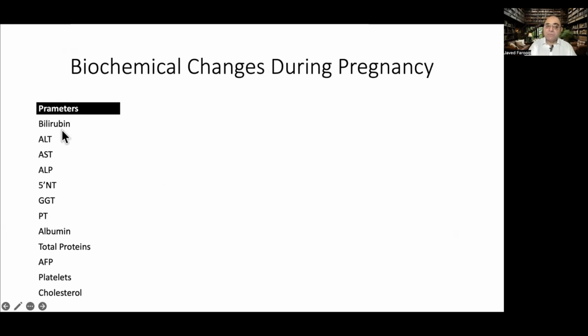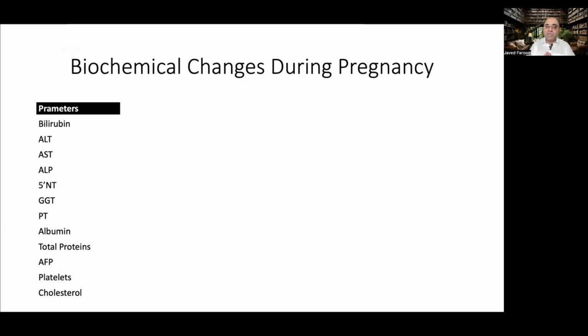When we analyze the routine parameters of liver function to understand the biochemical changes during pregnancy, these are bilirubin, ALT, AST, alkaline phosphatase, 5-NT, GGT, prothrombin time, albumin, total proteins, alpha-fetoprotein, platelets, and cholesterol. What changes happen in these parameters during pregnancy?